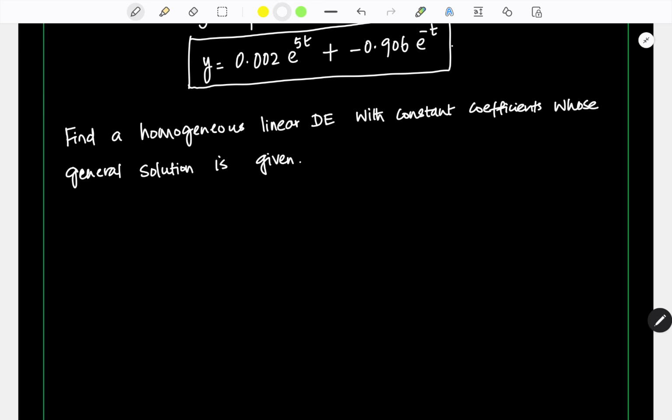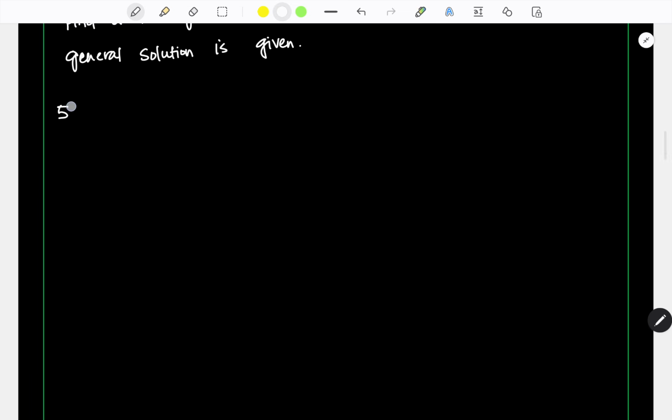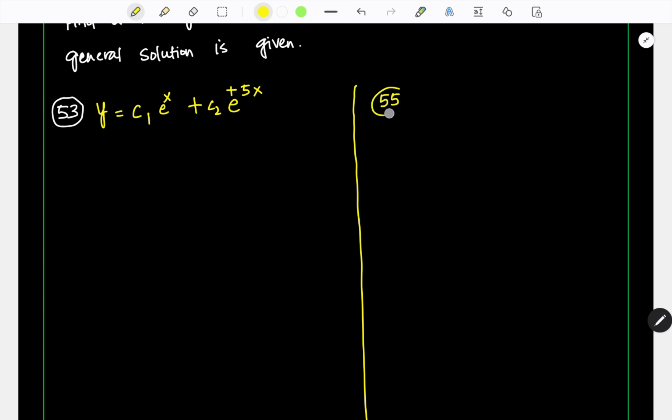Right. So how many questions do we have? We have two questions, question number 53 and question number 55. So question number 53: y equals C1 e power x plus C2 e power minus 5x, not minus, plus. Okay, plus. Next question is question number 55: y equals C1 plus C2 e power 2x. Okay, right. So let's start the solution.